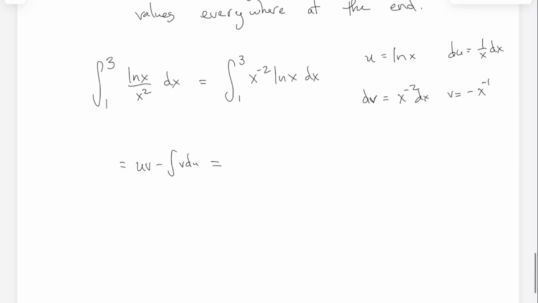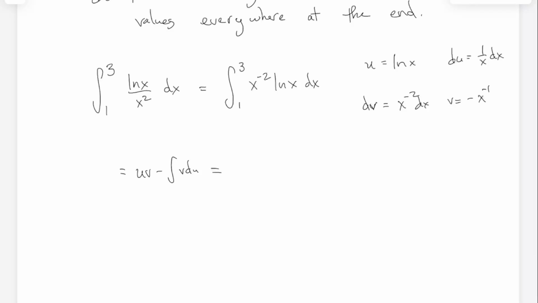And at this point, I'm going to just sort of temporarily forget about the fact that there's a 1 and a 3 in the integration boundaries. I'm just going to handle that at the very end. So it's going to be u is ln x, v is minus x to the minus 1, minus the integral of v, minus x to the minus 1, times du, which is 1 over x, dx.